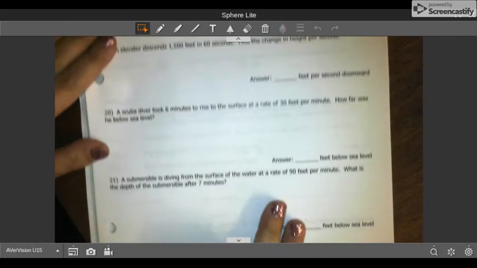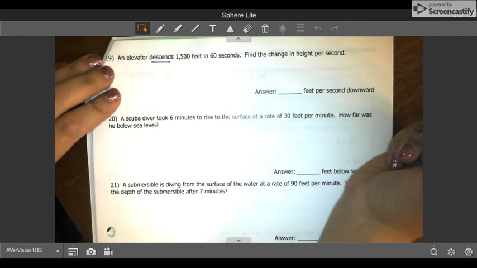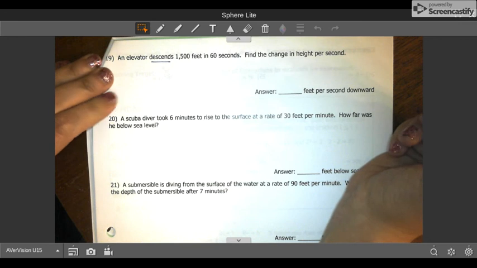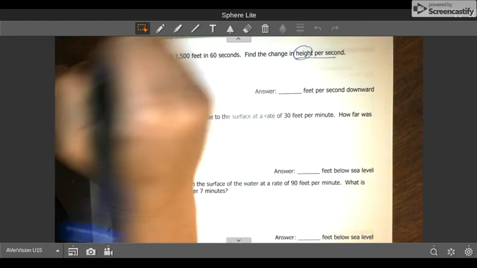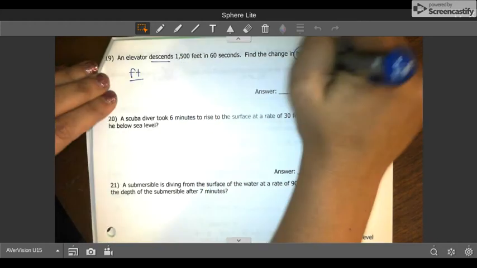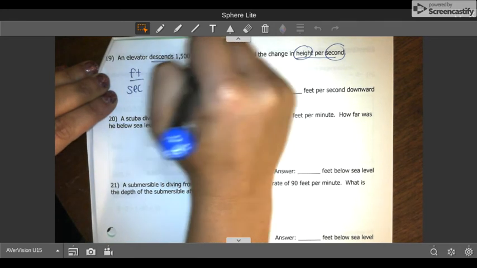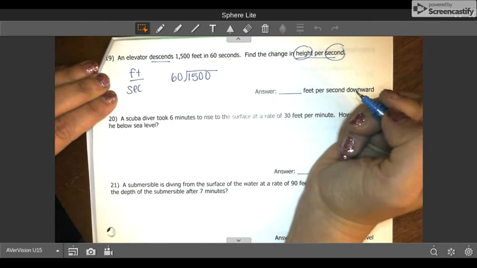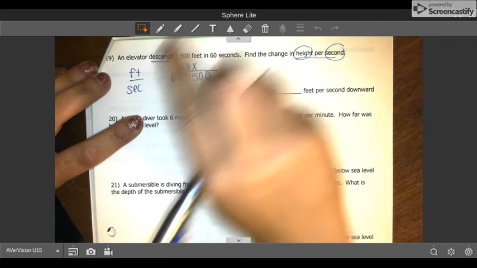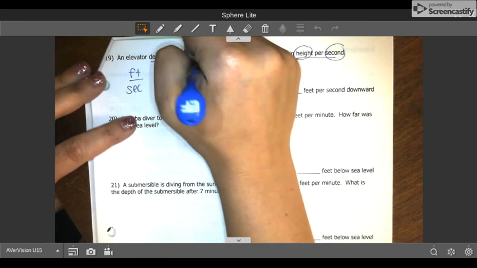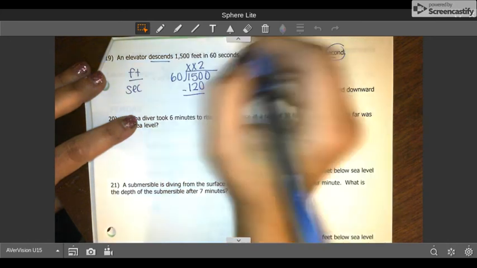All right, next page. An elevator descends 1,500 feet in 60 seconds. Find the change in height per second. So when it says height per second, that means height, which is feet, divided by seconds. So I'm going to see how many times 60 can fit into 1,500. I know that 60 can fit into 1. It can't fit into 15, but 60 can fit into 150 twice. Because 2 times 60 is 120. I can subtract, and I'll get 30.